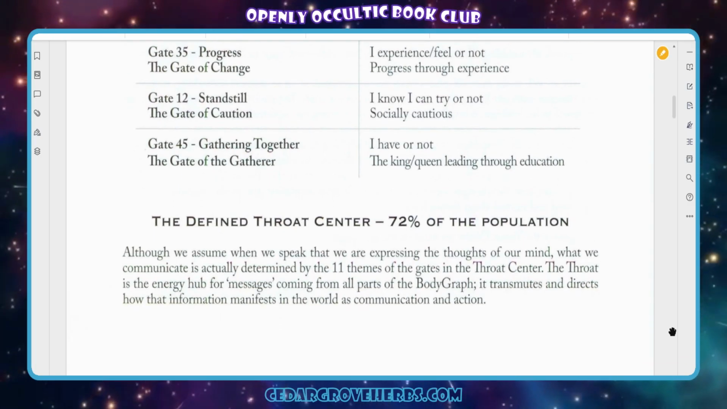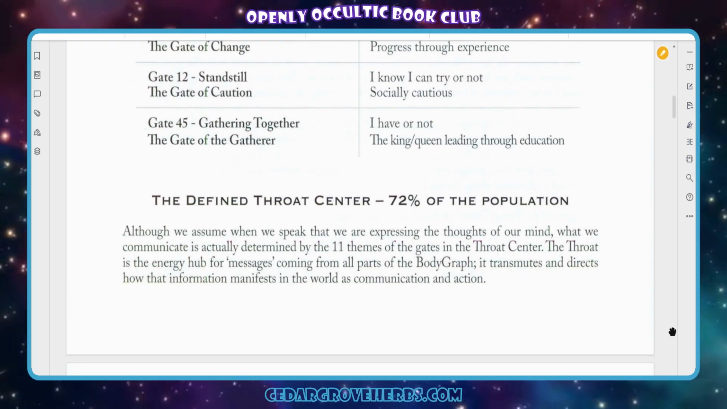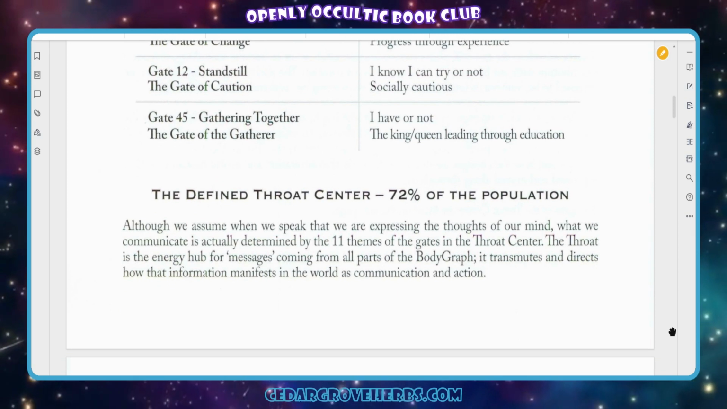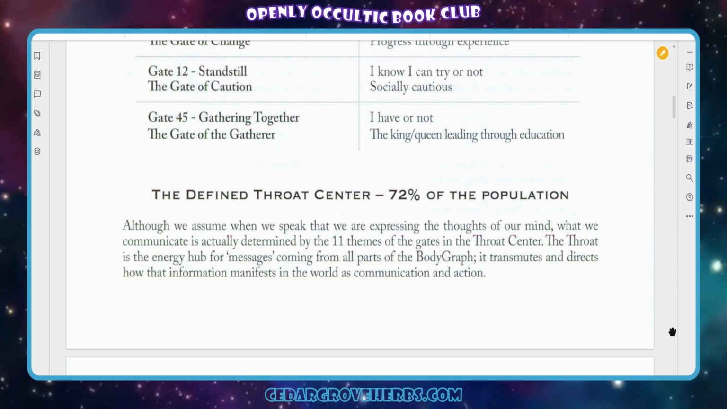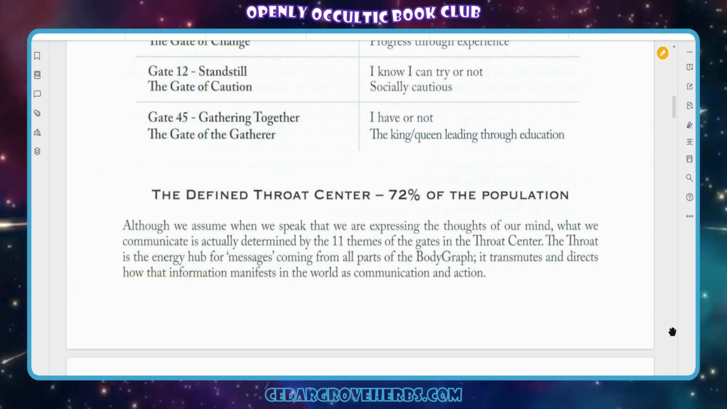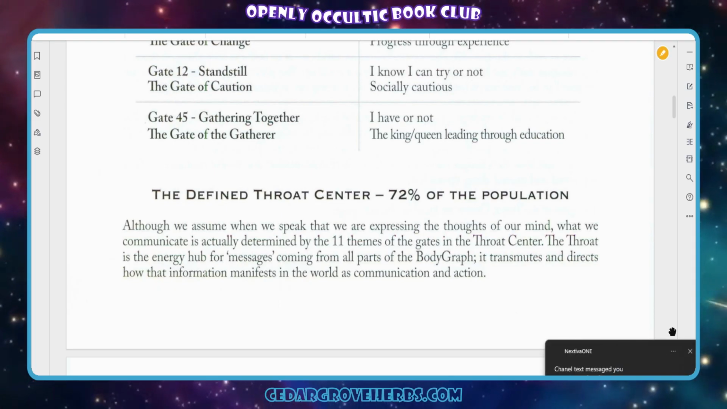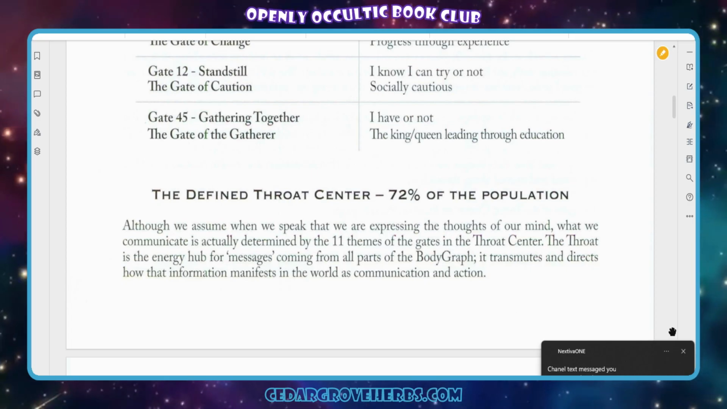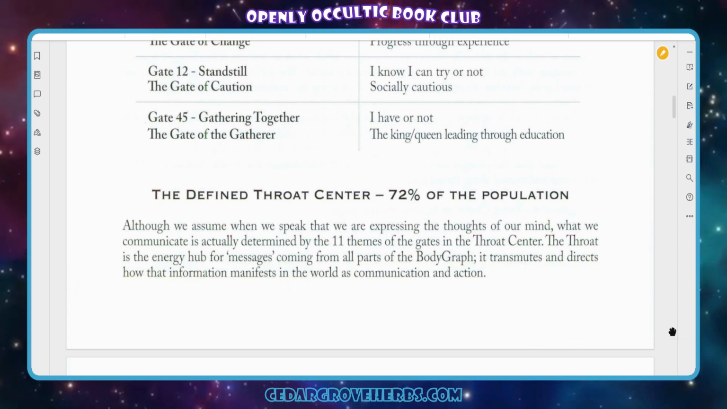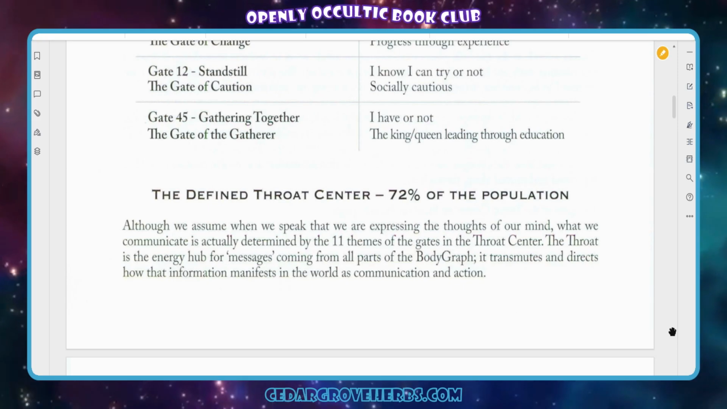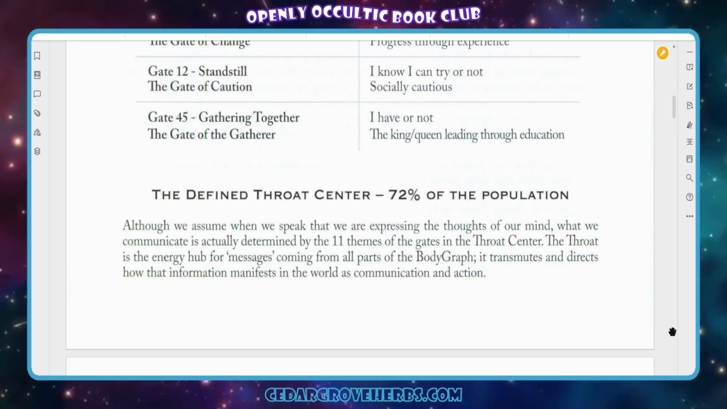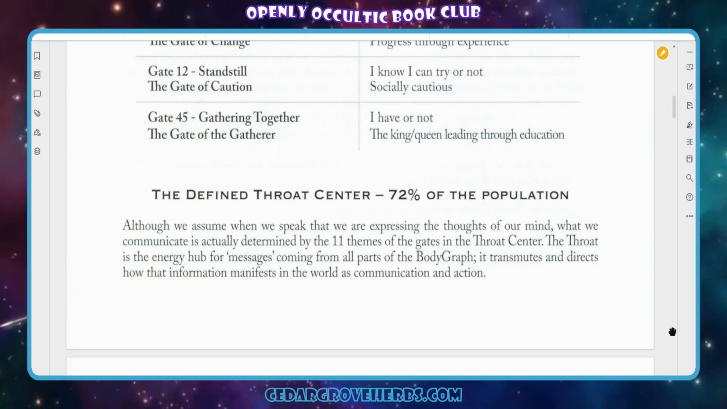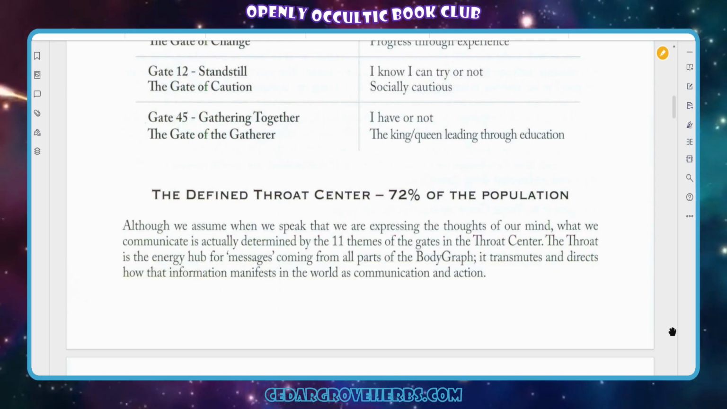The defined throat center is 72% of the population. Although we assume that when we speak, we're expressing the thoughts of our mind, what we communicate is actually determined by the 11 themes of the gates in the throat center. The throat is the energy hub for messages coming from all parts of the body graph. It transmutes and directs how that information manifests in the world as communication and action.